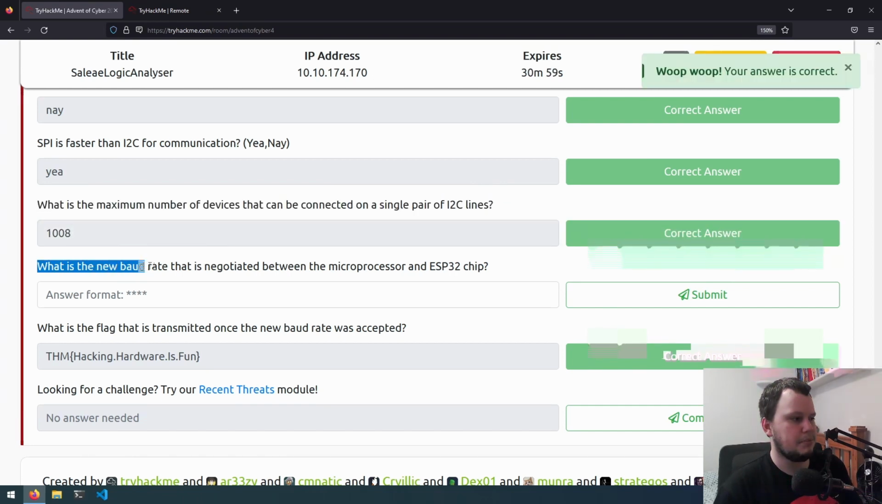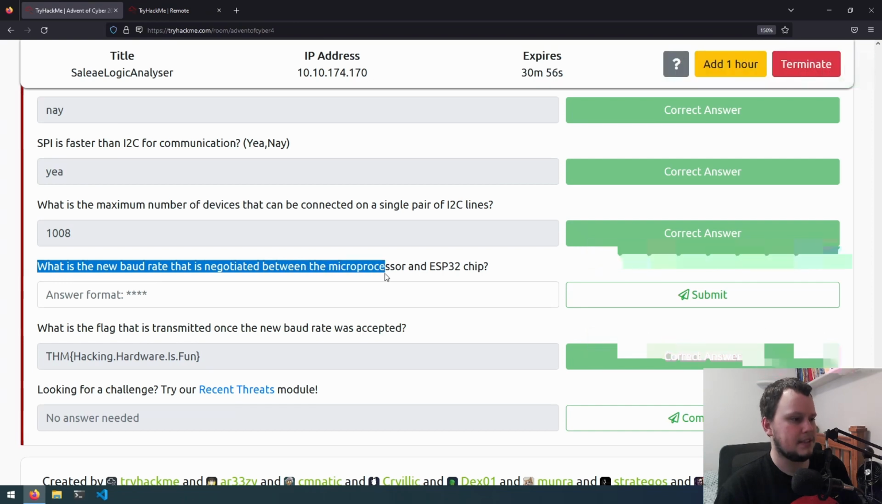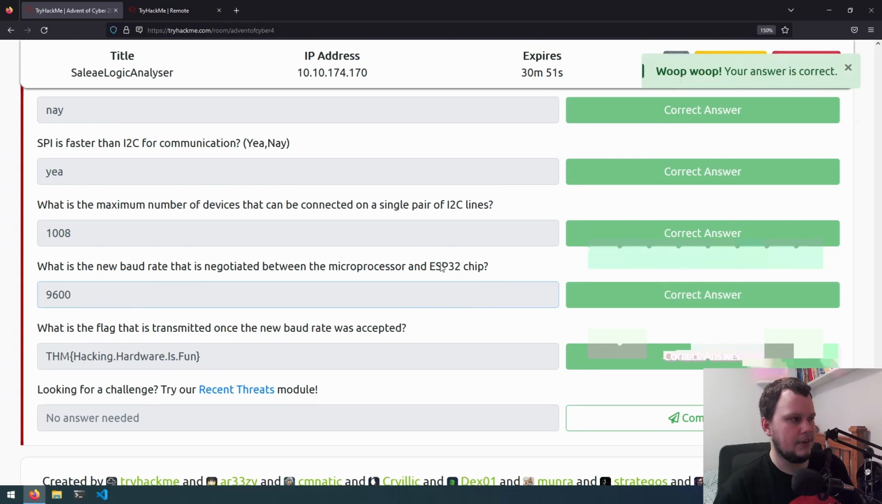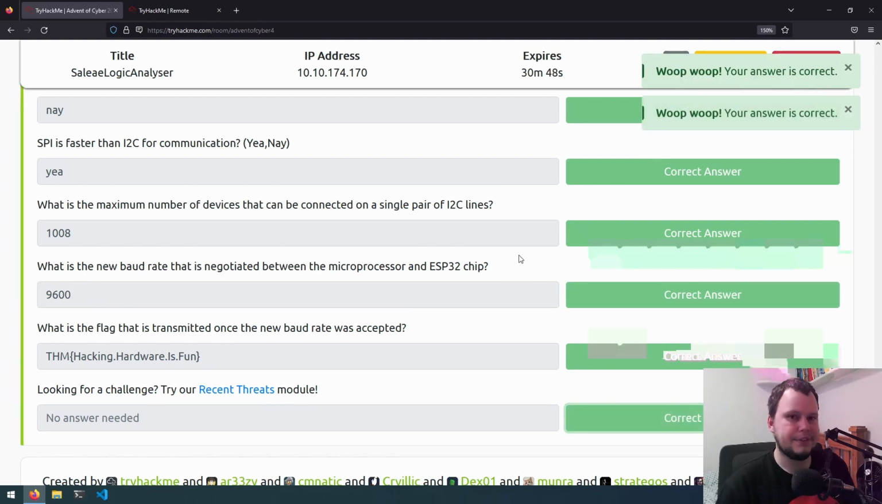That was 1008. What is the new baud rate that is negotiated between the microprocessor and the ESP32 chip? That was 9600. Okay, so that is day 19 of Advent of Cyber completed.